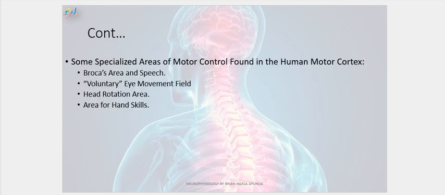So there are also other specialized areas of motor control that are normally found in the human motor cortex. This includes Broca's area, which is very important for speech, especially how the mouth and lips are moving. Voluntary eye movement field, so there's a specific area in the cortex that controls it. The head rotation area, and also the area of hand skill.